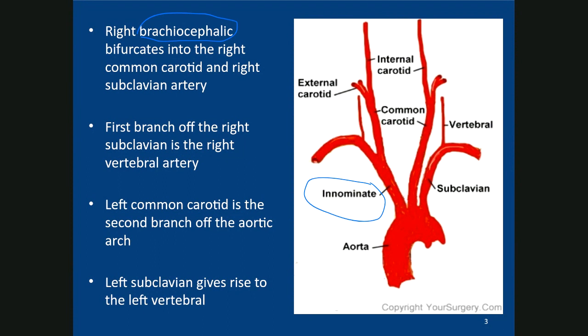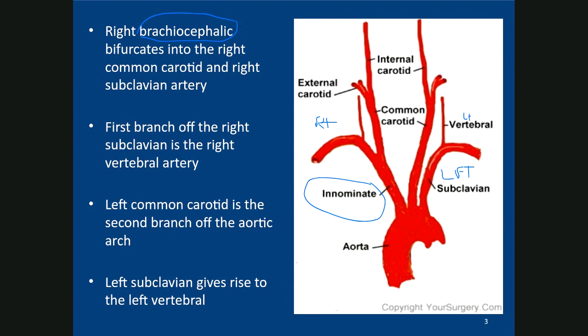The first branch off the subclavian is the right vertebral. So this is the subclavian over here on the right, and this is the right vertebral artery. So this over here is then the left subclavian, and this would be the left vertebral. This doesn't write very easily.